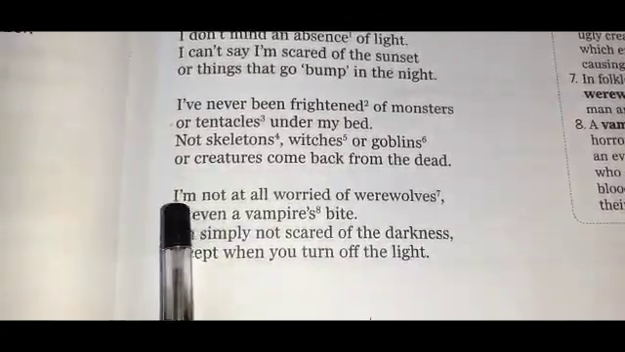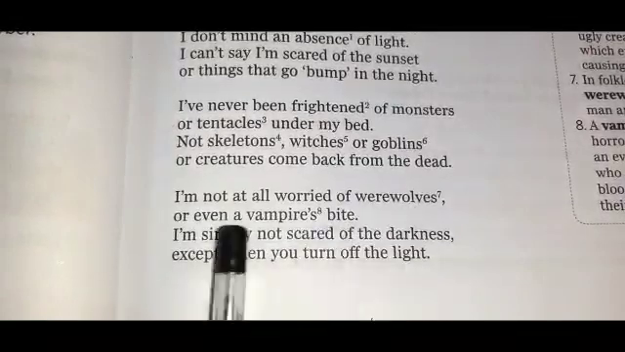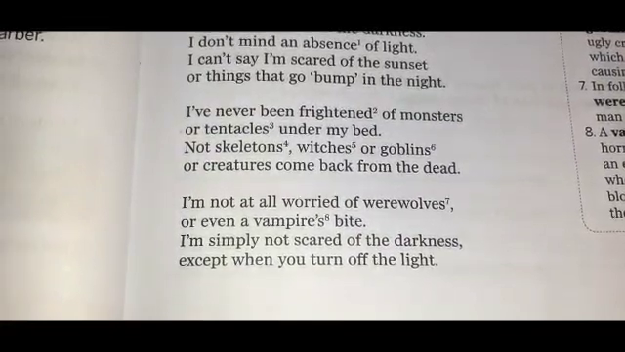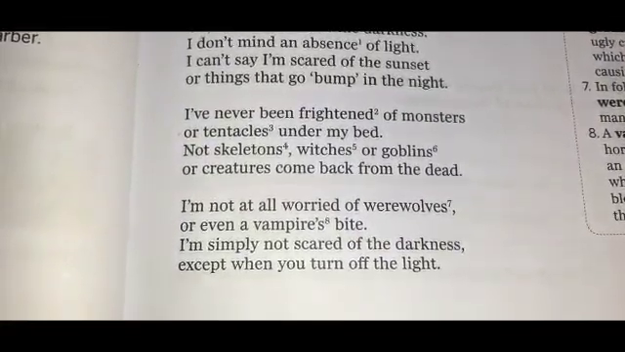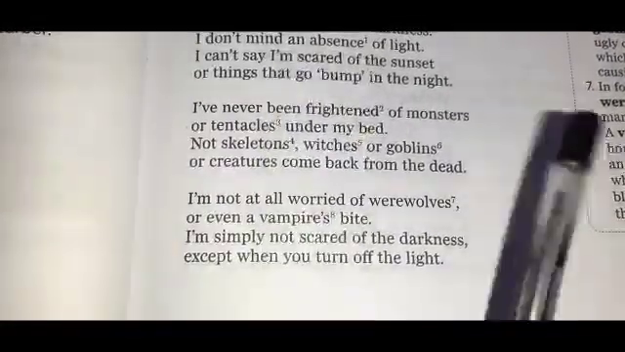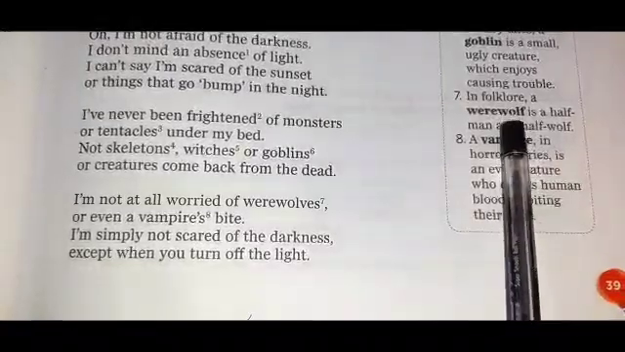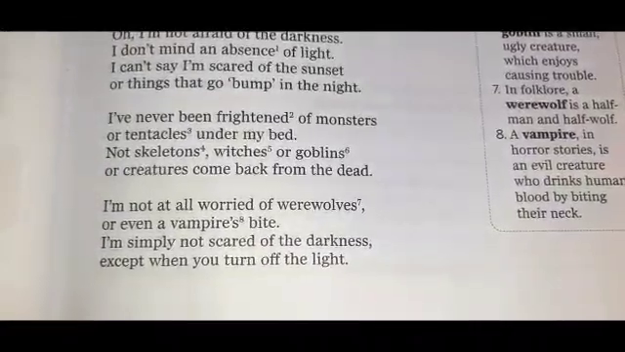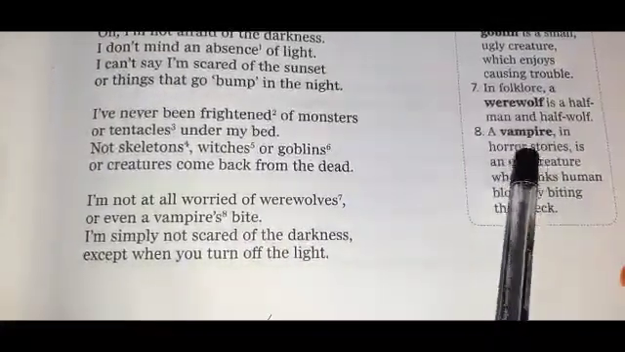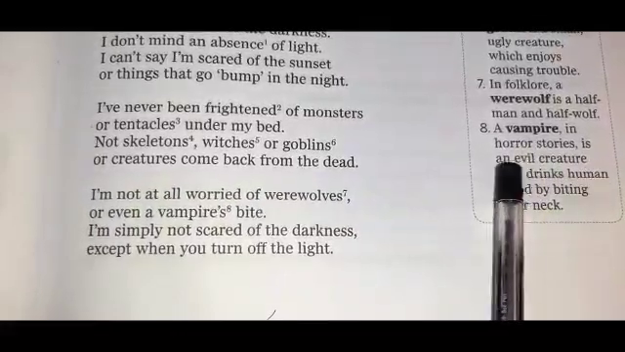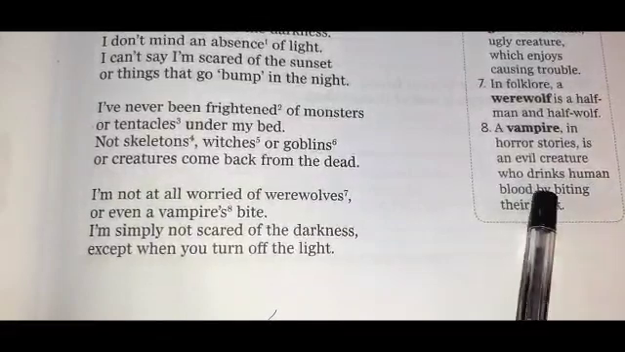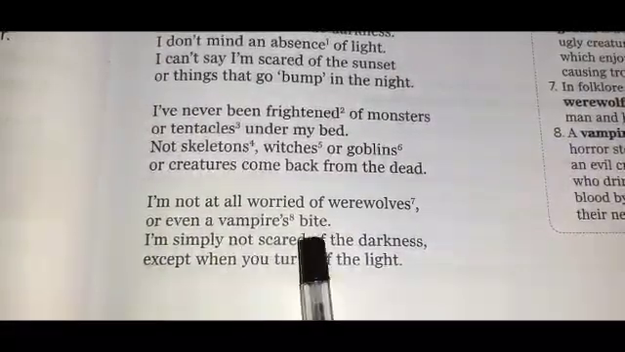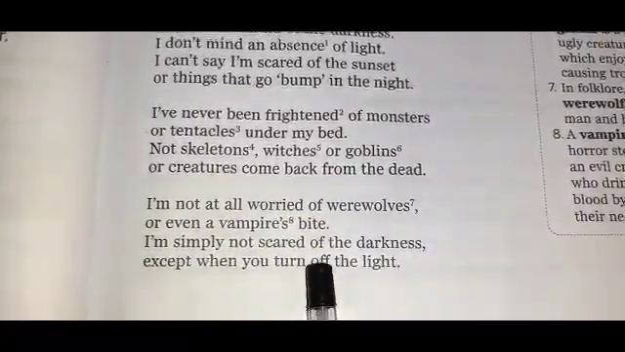Now the third stanza, I am not at all worried of werewolves or even a vampire's bite. Now what is the meaning of werewolves? The child is not at all frightened of werewolves. So the meaning is given here. Werewolf is a half man and half wolf. The child is also not scared of vampires. Now the meaning is given here. Who is a vampire? Vampire is an evil creature who drinks human blood by biting their neck. Now the last 2 lines, I'm simply not scared of the darkness, except when you turn off the light.